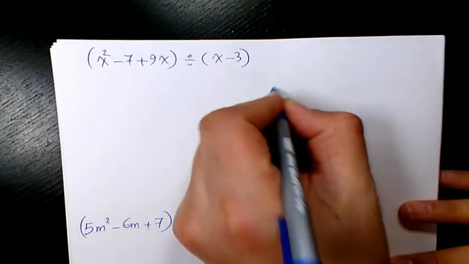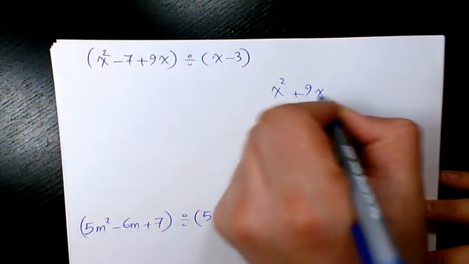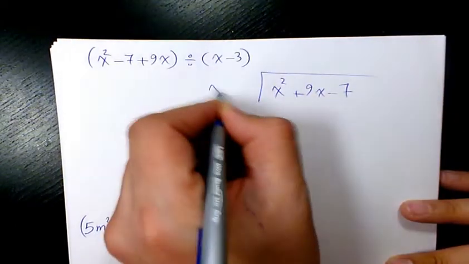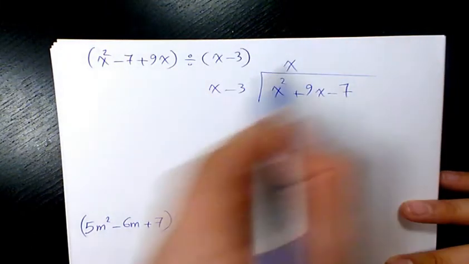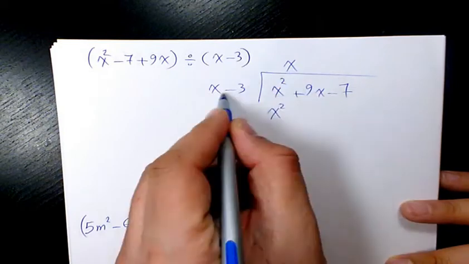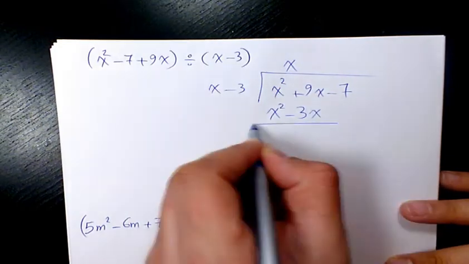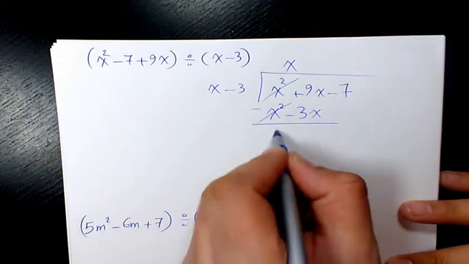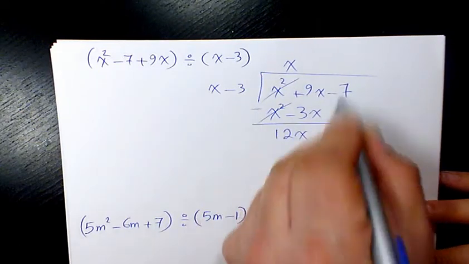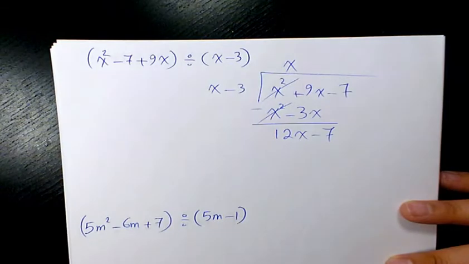Now this example, x squared plus 9x minus 7 divided by x minus 3. X squared divided by x will be x. X times x squared, x cubed... actually x times x is x squared. X times negative 3, negative 3x. When you subtract it, these two cancel out. 9x minus negative 3x will be positive 12x. You need to bring the next number down.